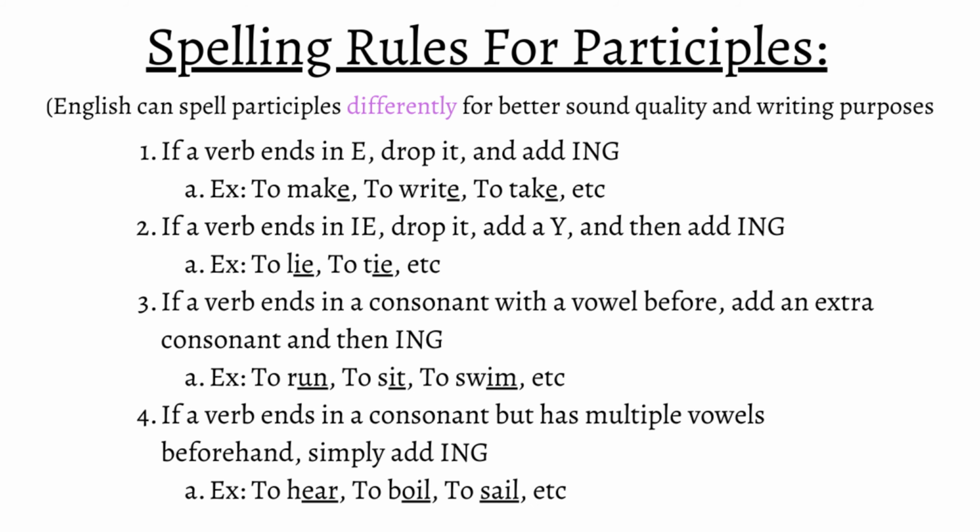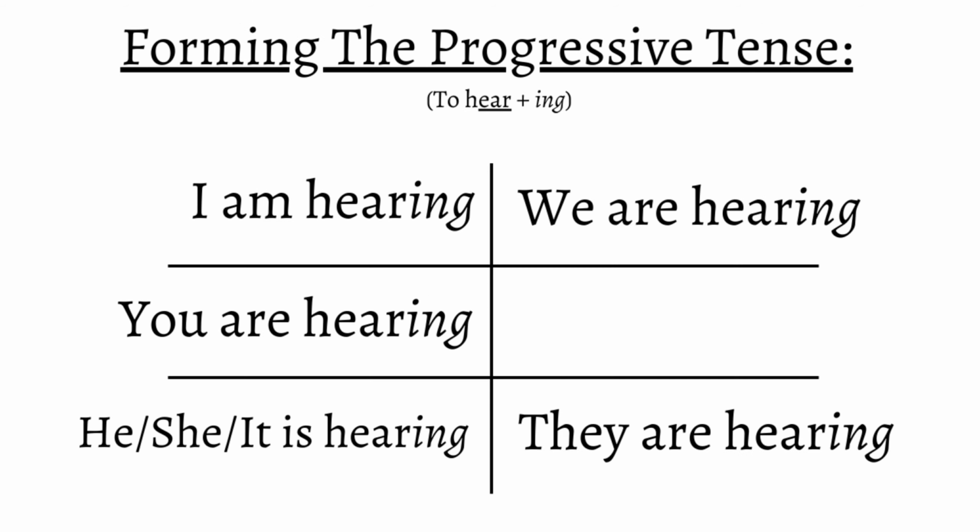If a verb ends in a consonant but has multiple vowels beforehand, we simply add ing, like in the verb to hear. I am hearing. You are hearing. He, she, it is hearing.